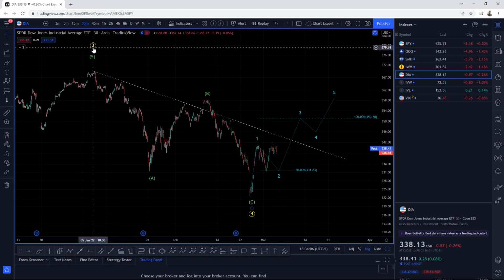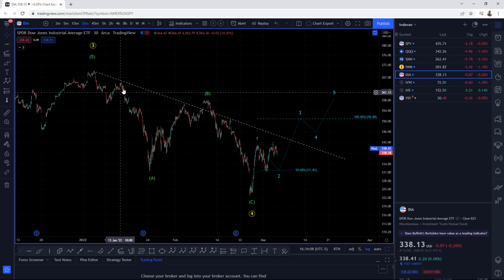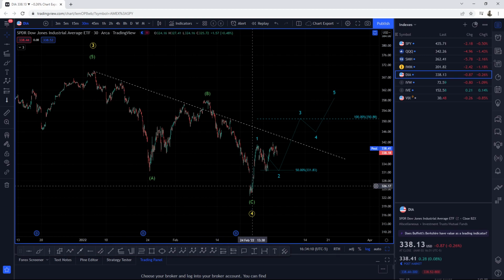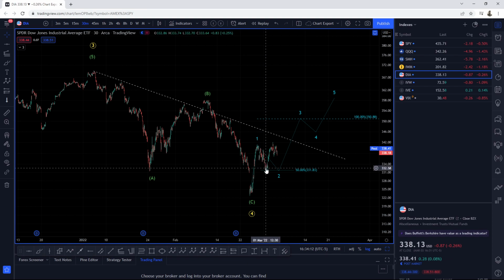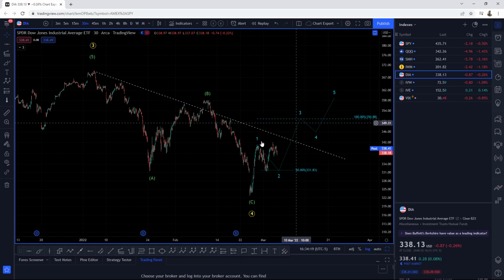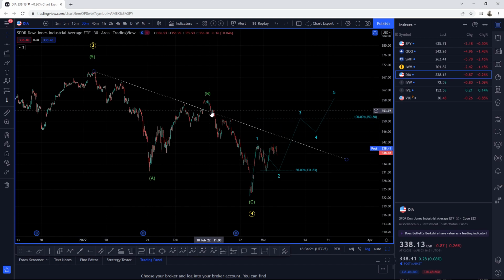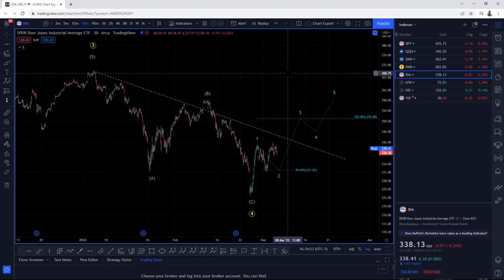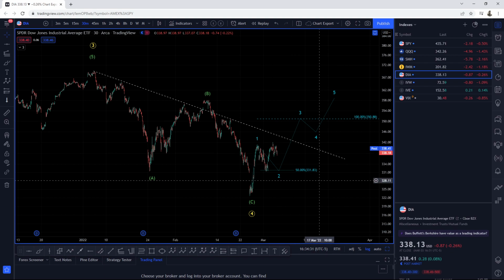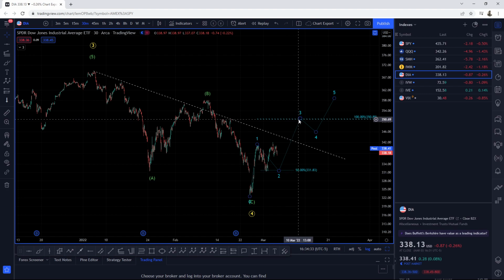Out of a primary wave 3, we have 5 waves to the A, 3 waves to the B, 5 waves to the C, or 4, 1, 2. Maybe this is A, B, and C down to 50%, and then we go. If we should break above this, actually, I forgot to show you guys the alternate count for the SPY, but let me go back to that once I'm done with the Dow. So once we find support here, then we break out.